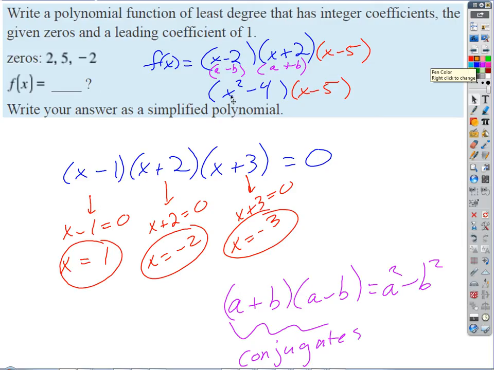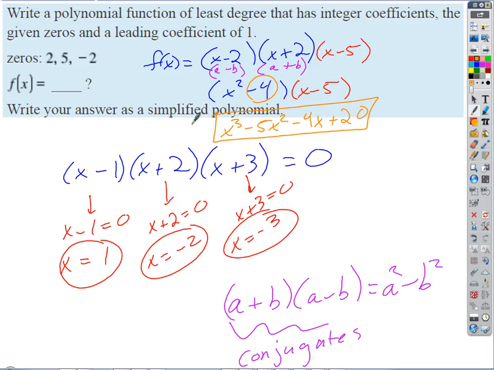I would just distribute the x squared through to both terms, right? So if I did that, what's that going to give me? If I distribute the x squared, I'm going to get x cubed and then minus 5x squared. Now what if I distribute the negative 4 through? And then plus 1.